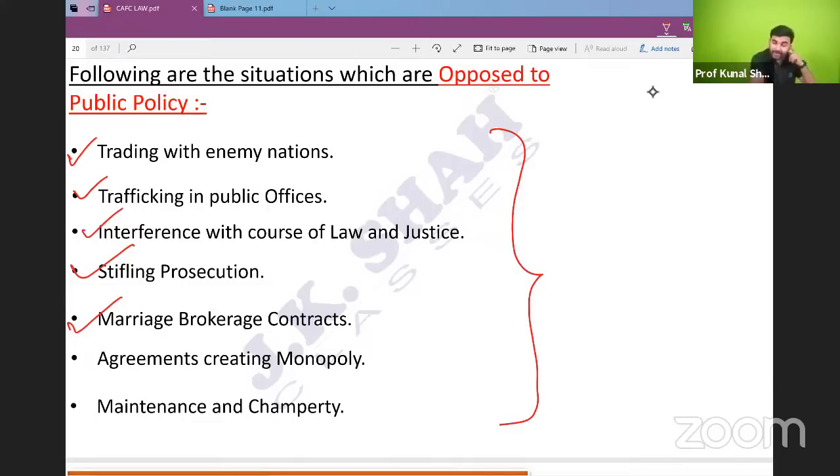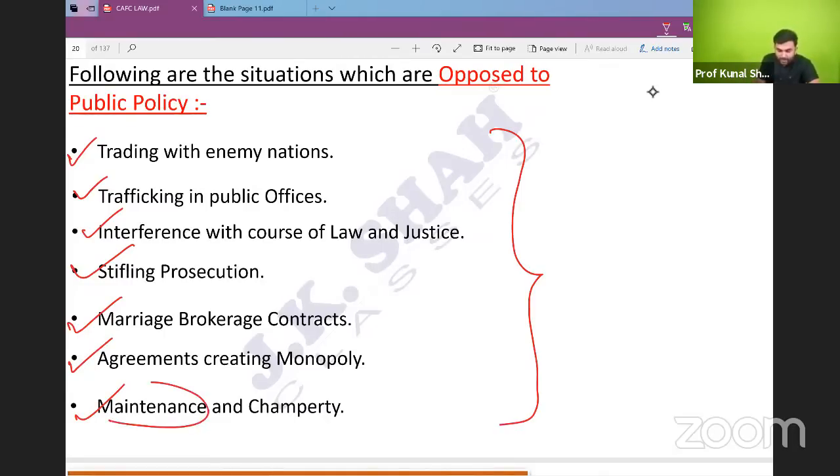So any agreements wherein you are trying to create a monopoly, sorry to say, those agreements are opposed to public policy, and in that case, there won't be a valid contract. Last, agreements towards maintenance and champerty.